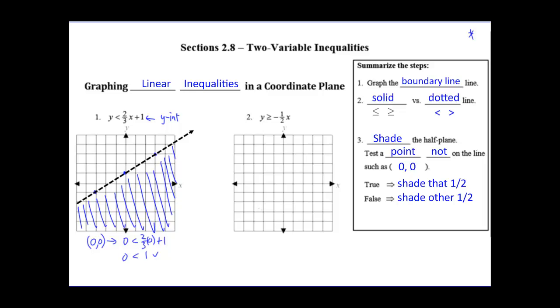Number 2. It is also in y equals mx plus b. If you notice, it has an equal to sign, so it's a greater than or equal to. So we're going to have a solid line this time. We know because of the plus 0, we're going to start right at the origin.